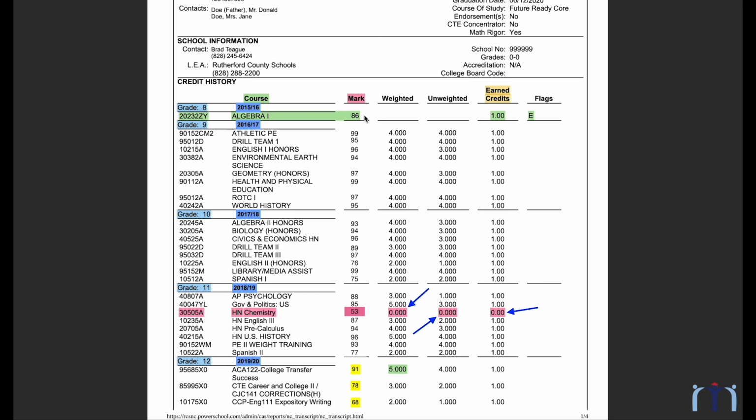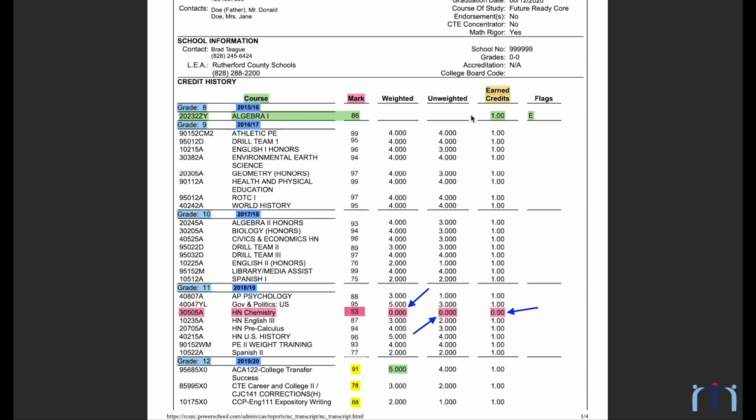The next column you have is the weighted and unweighted columns. These factor into the GPA. So each class will be given a number grade, 1 through 100, and then it will be assigned a weighted or unweighted GPA point. You get 4 points for an A, 3 points for a B, 2 points for a C, 1 point for a D, and 0 points for an F.